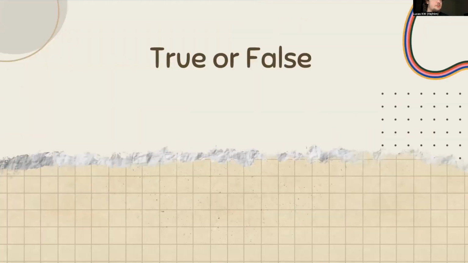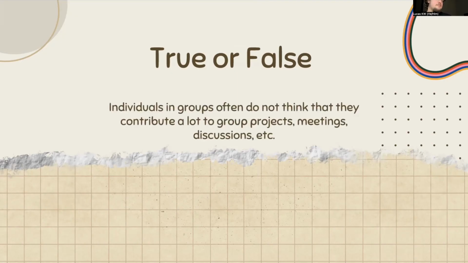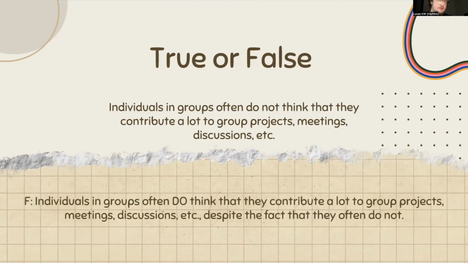Okay, for starters, true or false? Individuals in groups often do not think that they contribute a lot to group projects, meetings, and or discussions. So go ahead and take a second, decide on your own if that is true or if that is false. The answer is false. So individuals in groups often do think that they contribute a lot to group projects, meetings, discussions, despite the fact that they often are not.